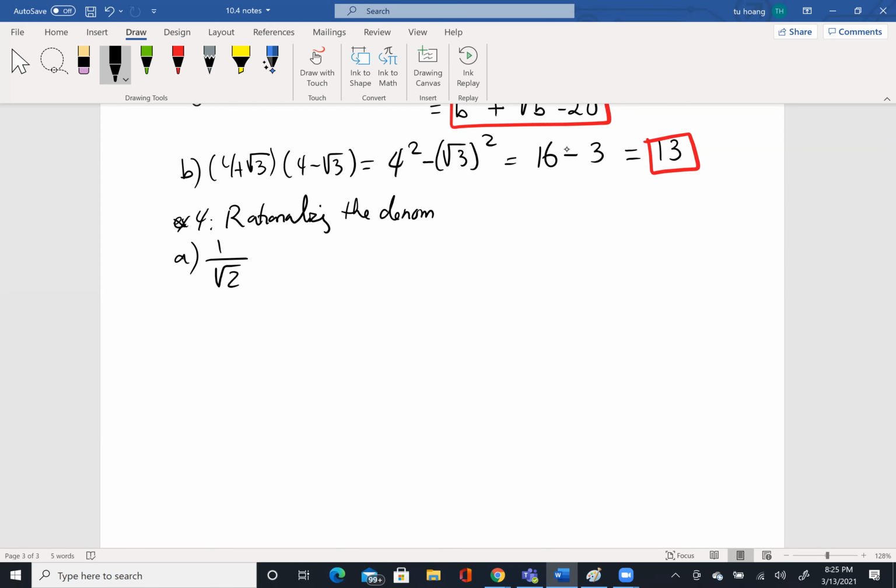I should use the other color. So I multiply by square root 2 for the top and square root 2 for the bottom. And now I'm going to have square root 2 for the top. The bottom will be square root 2 times square root 2, equal to square root 2 squared. And that gives you square root 2 divided by 2. That's the answer.